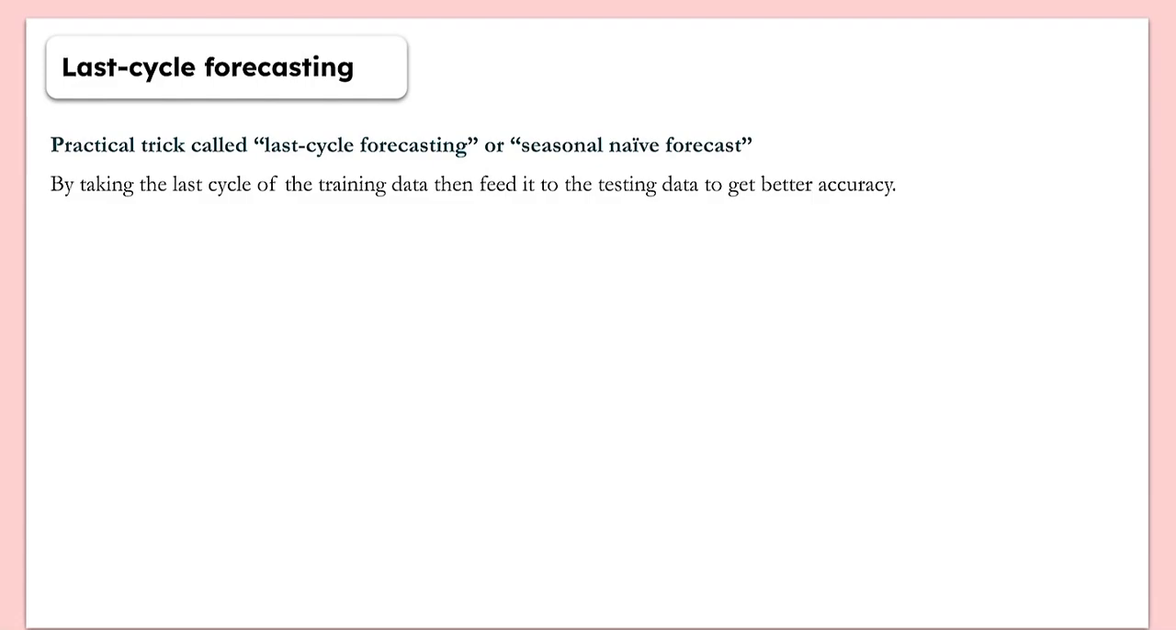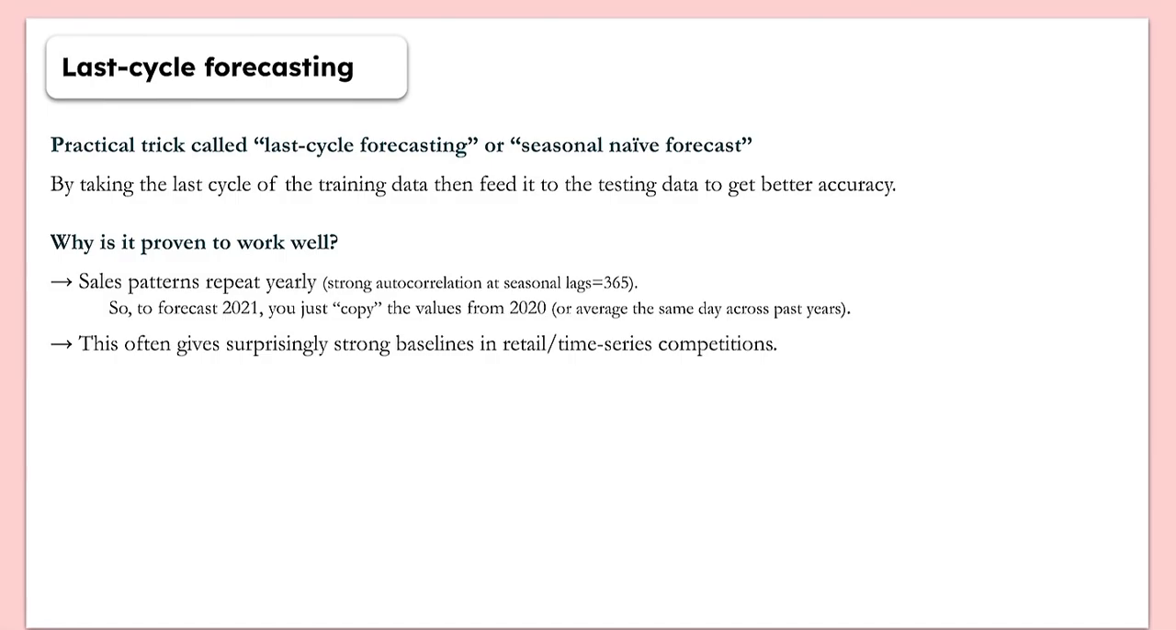Lastly, last cycle forecasting. It's a practical trick called last cycle forecasting, or seasonal naive forecast. It basically takes the last cycle of the training data, then feeds it to the testing data to get high accuracy.